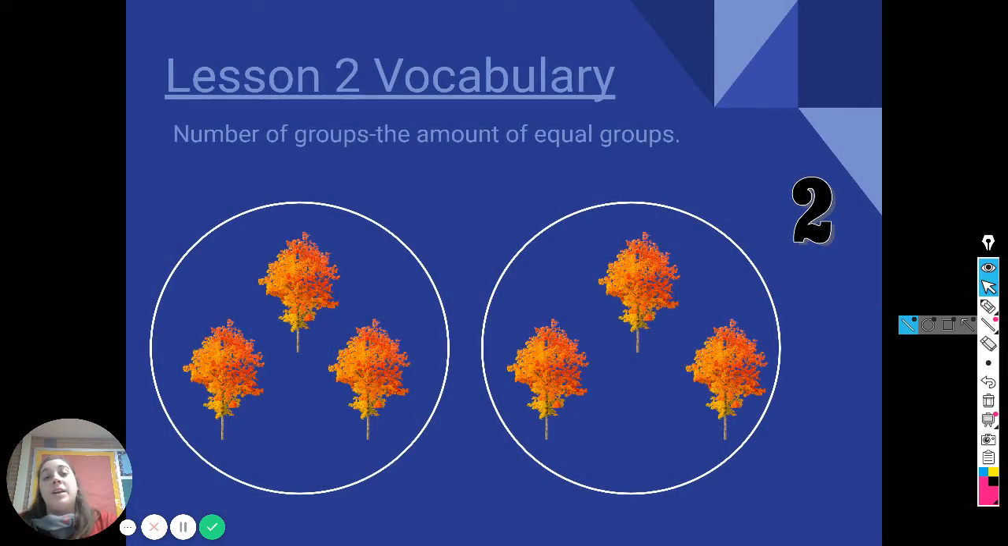Number of groups is our next vocabulary term. So the number of groups is the amount of equal groups. So you can see here that there is one group circled, two groups circled. So there are two groups. Each group has an equal number in it. This group has 3 trees and this group has 3 trees.